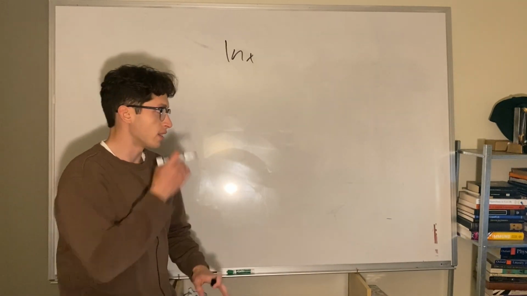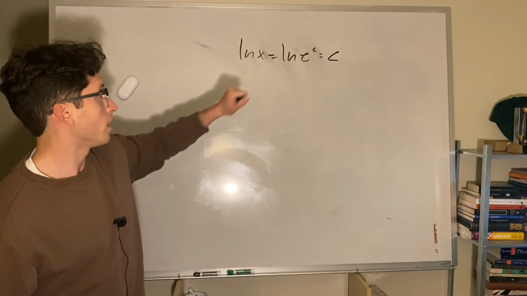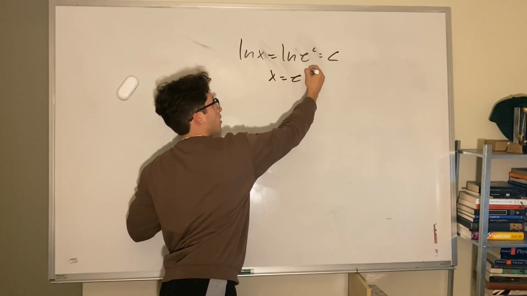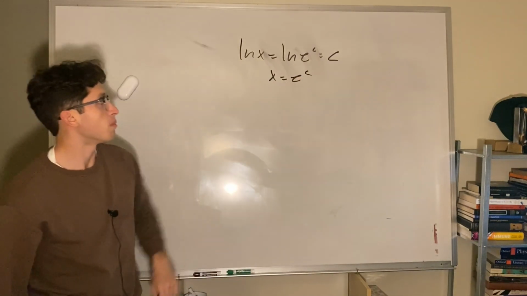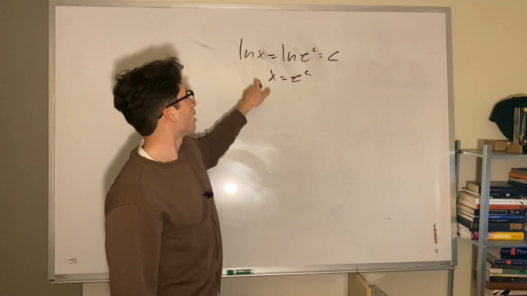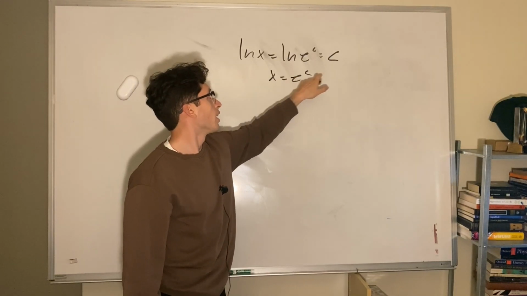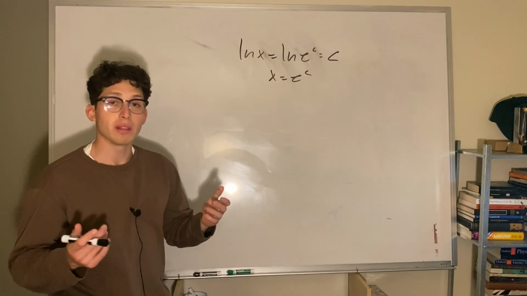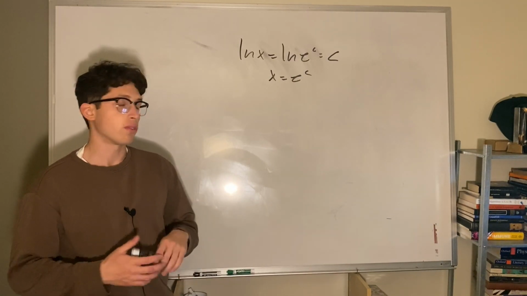Now, let me break this down. What we're seeing here is that x equals e to the power of a number. And the natural logarithm of x equals that number that we're looking for, which in this case is the t, the time that we're looking for.